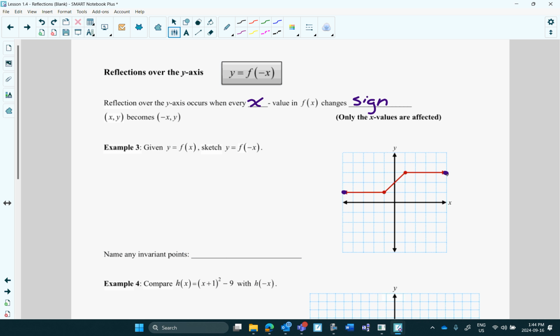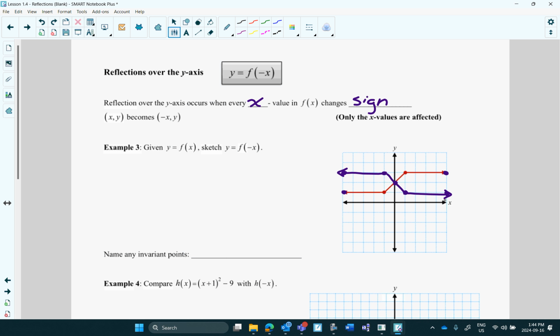So this is 5 away horizontally, it goes to here. This is 1 away horizontally, it goes to 1 away on the other side. This is right on the y-axis, it just flips over and stays where it is. This is 1 to the right, it flips 1 to the left. This is 5 to the right, it flips 5 to the left. And I put my arrowheads on the end. So that's really it.